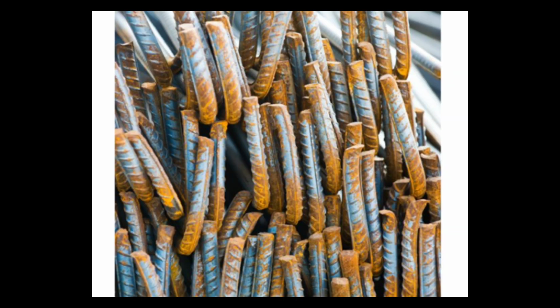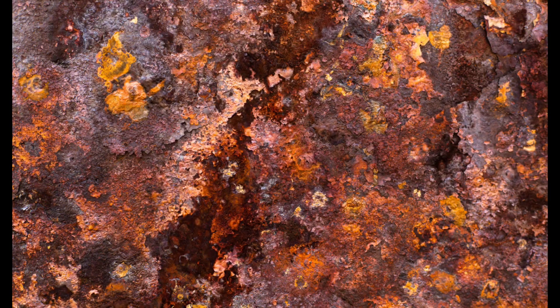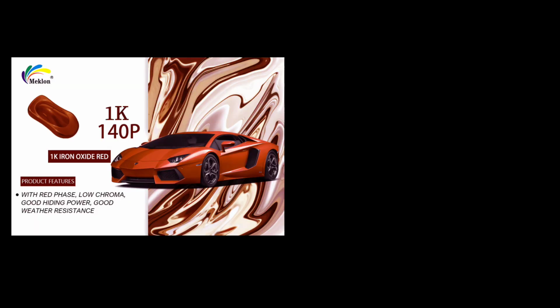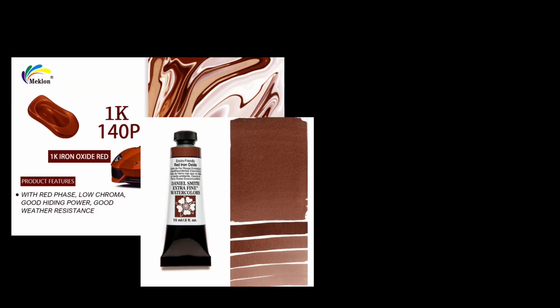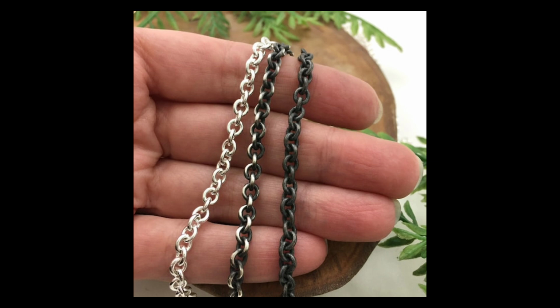Wait, no, not that one. Rust caused by the process of oxidation, in which oxygen, iron, and water form the ionic compound Fe2O3, otherwise known as iron oxide, which is used to make more durable car pigments and other paints, and is the catalyst for magnetite and hematite reactions. Which is cool and all, but it still ruins your chance.